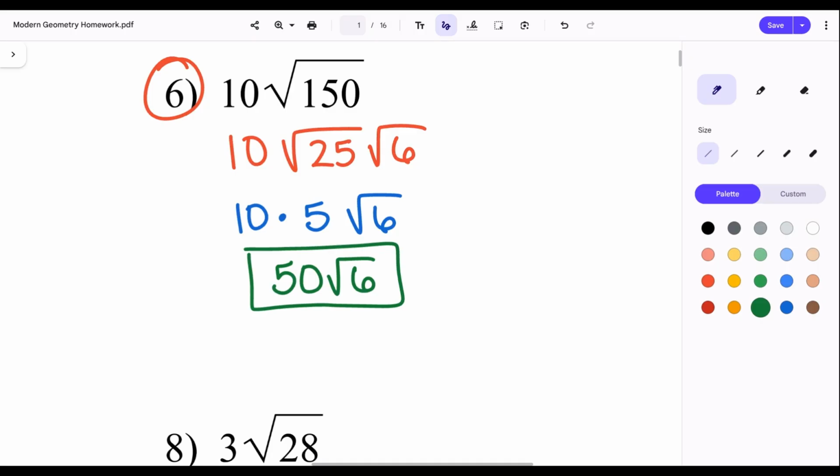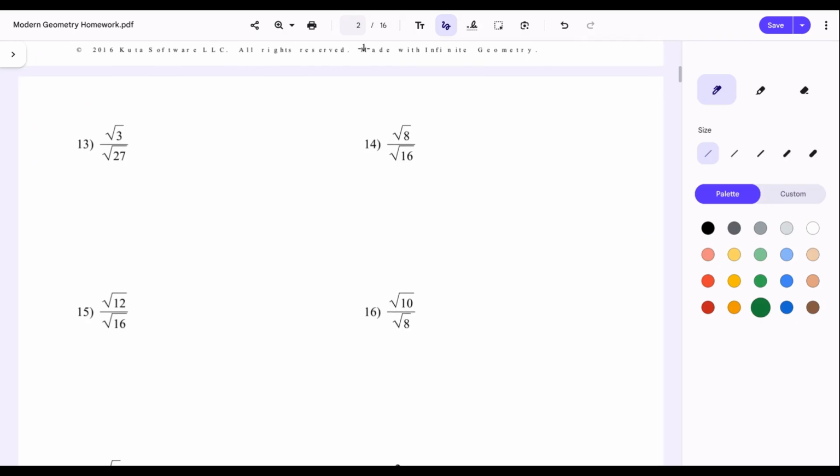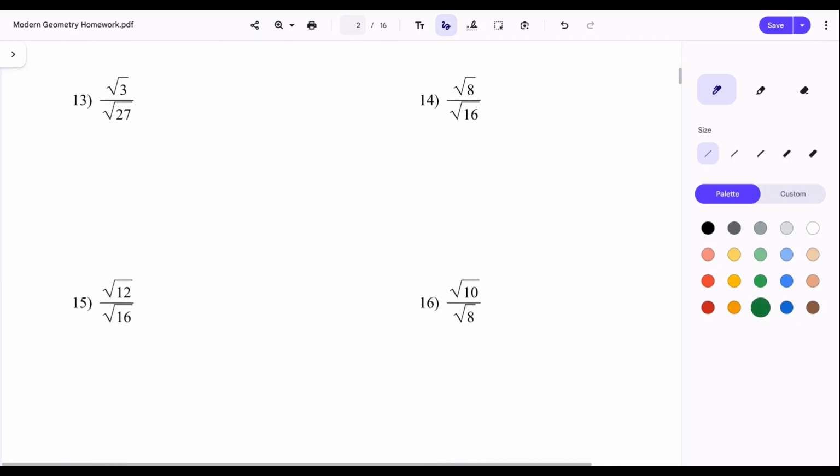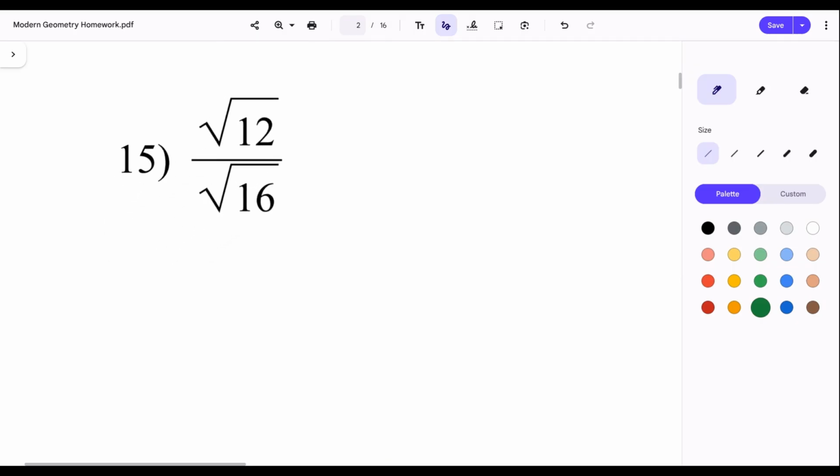All right, let's flip over to the back. We didn't have any in your notes that dealt with division, so I want to go over just a couple here so that you know how to handle these ones. We're going to do 13 and 15 together. I want to start with 15, though. When you look at those square roots, is there anything that you think you should automatically do? Yeah, make that bottom a 4 because it's a perfect square.